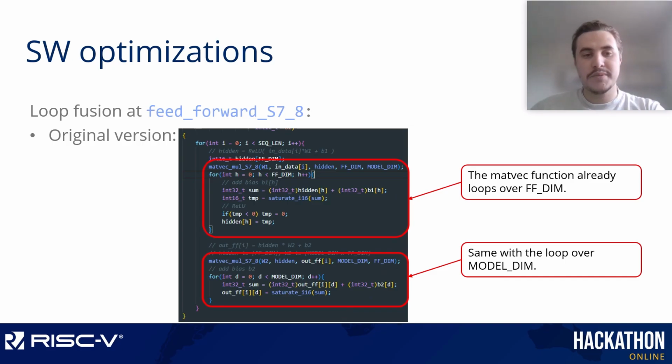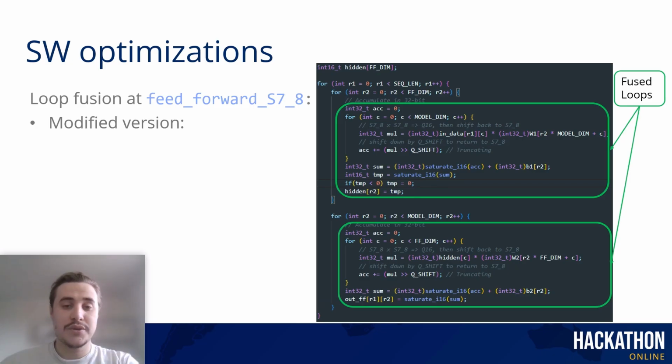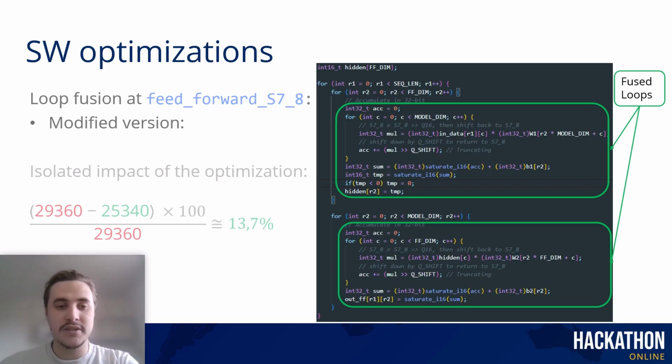The next software optimization is loop fusion at the feedforward function, where we can see that the matvec function already loops over ffdim, but we loop over it once again to add the bias. This is also noticed with the looping over model dim. So instead of calling the matvec function, we used its function body and fused the two loops that go over ffdim, where in one loop we first calculate the multiplications and also add the bias. The isolated impact of this optimization is approximately 13.7%.